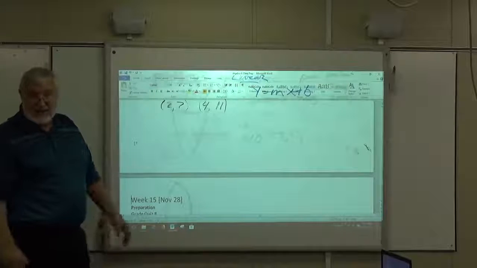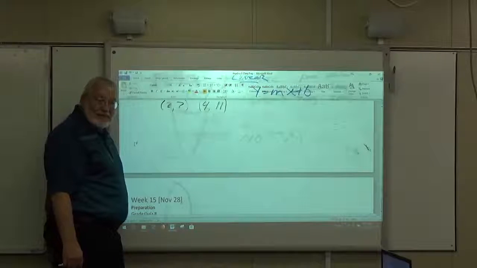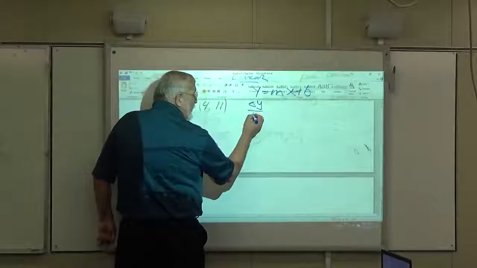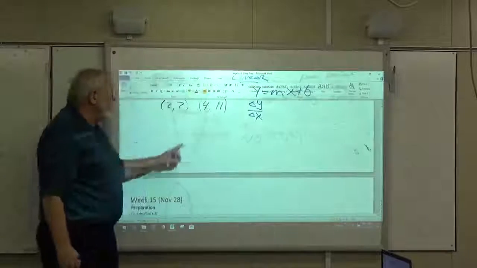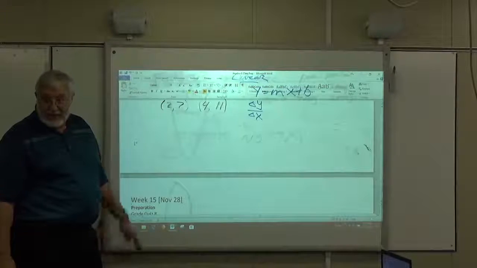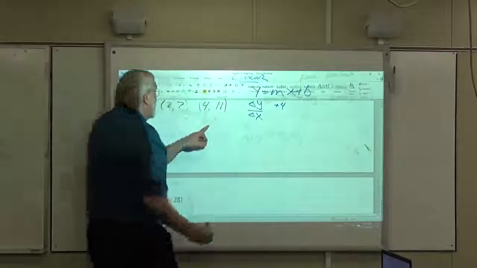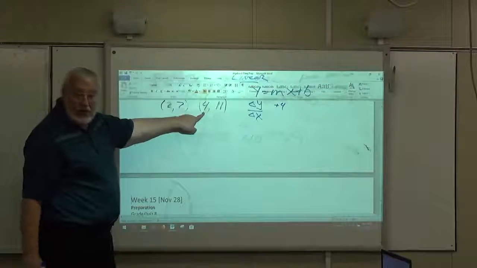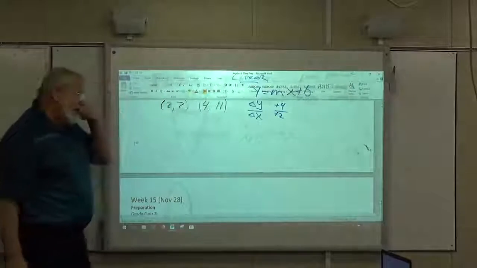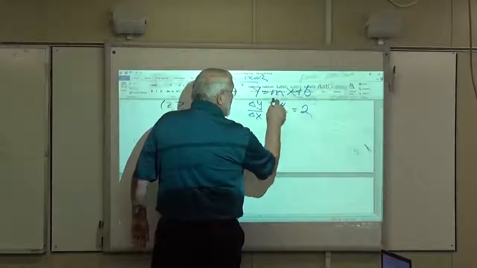All right, the m is easy. So how do I find the m? Difference of the 2 y's. Right, it's the change in the y over the change in the x. So, how far apart is 7 and 11? 4. So if I start at 7 and go to 11, I'm going plus 4. If I start at 2 and go to 4, I'm going plus 2. So the slope is 2. So now I have that.